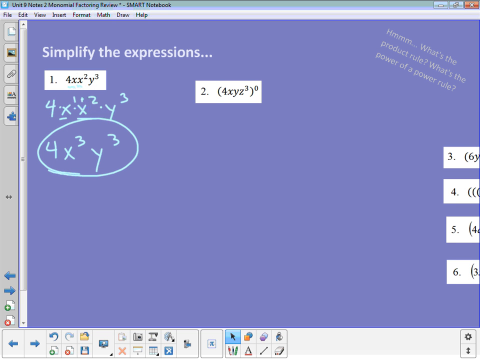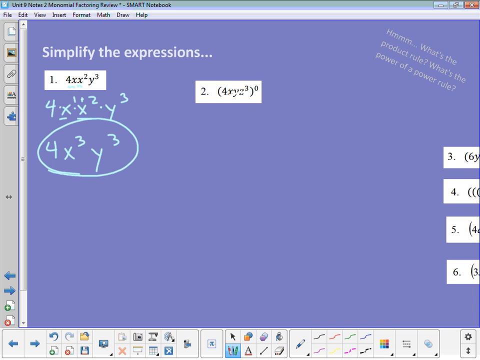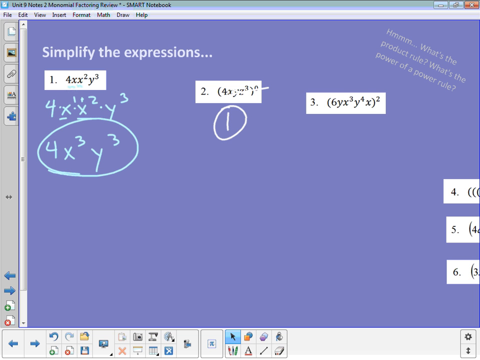In number 2, I have a whole bunch of stuff raised to the 0 power, 4xyz to the 3rd, and it's all being raised to the 0 power. Since it's all being raised to the 0 power, the whole thing goes away and is just 1. Let's take a look at number 3.